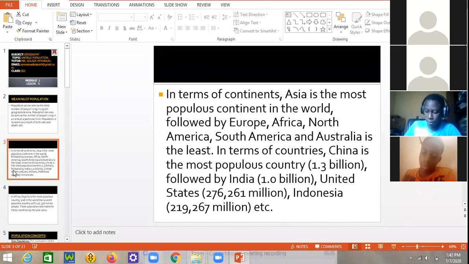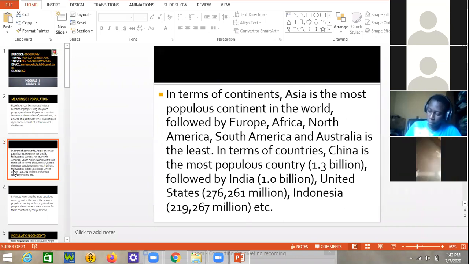Is that clear? So in terms of continent, of course, when we say Asia, you know the countries that fall under Asia. Edward, mention one Asian country. China. Good. China is one Asian country. So look at China, Korea, Japan, all these are countries in Asia, and they have very, very high population. Is that clear? So these are the various areas.